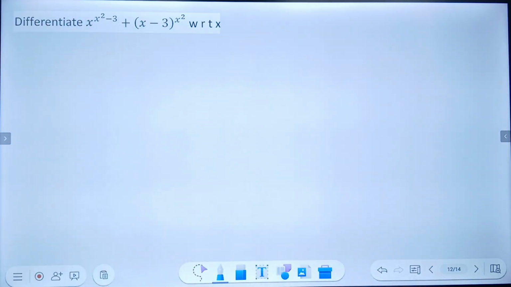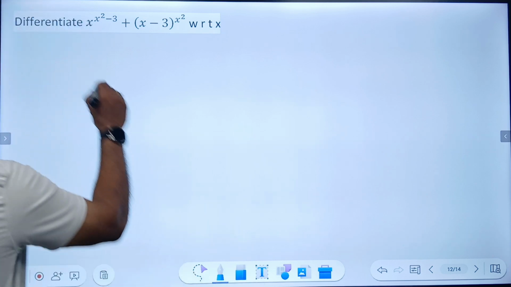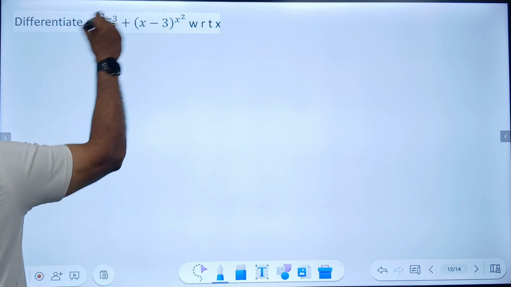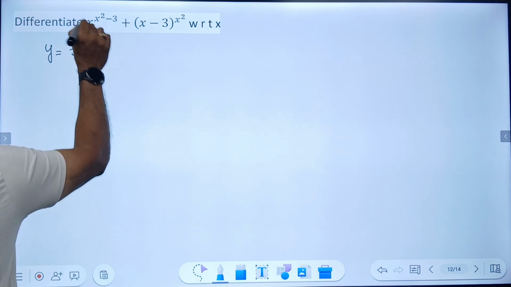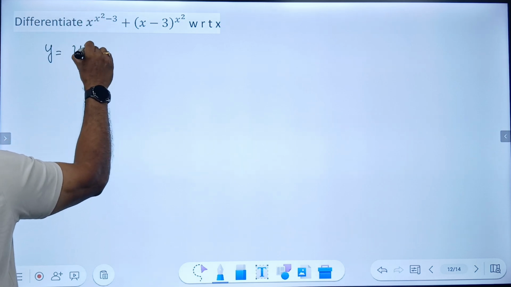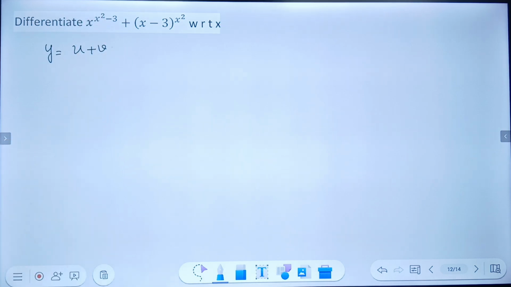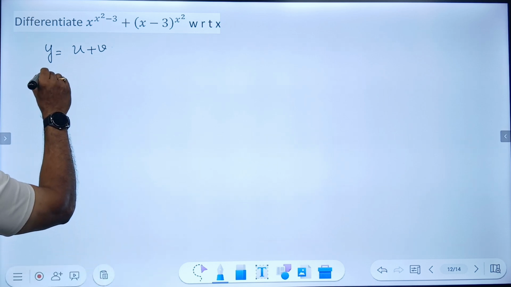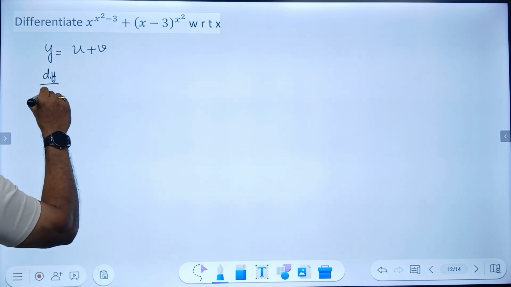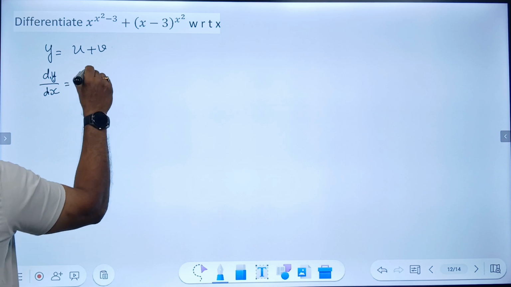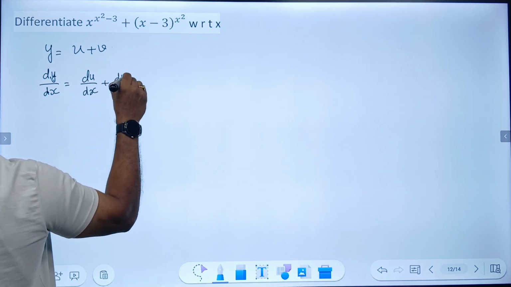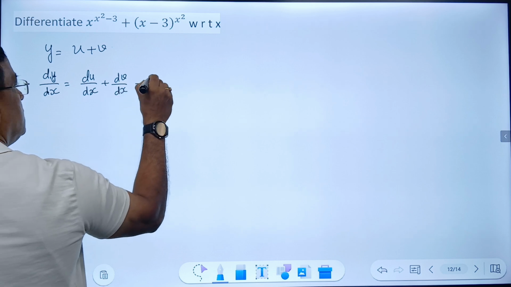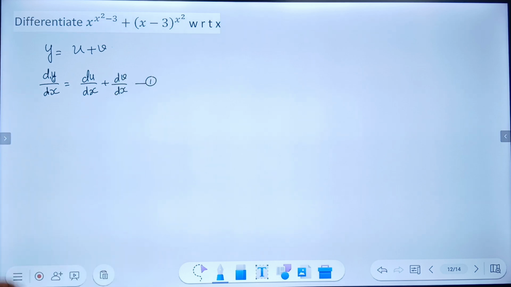Okay, then this is another question which is similar to what we have done, but we'll complete it. Okay, so can I take log on both sides? Definitely no. So I will take y equal to u plus v. Okay, now what is my u? We'll come to that later. So what is dy by dx? As usual, it will be du by dx plus dv by dx. Call this 1. So what I will do, I'll take u first.